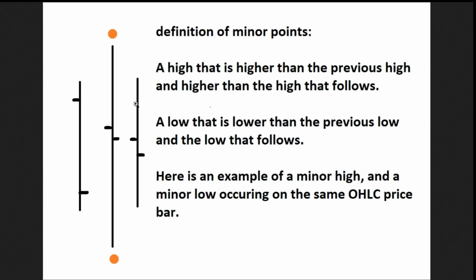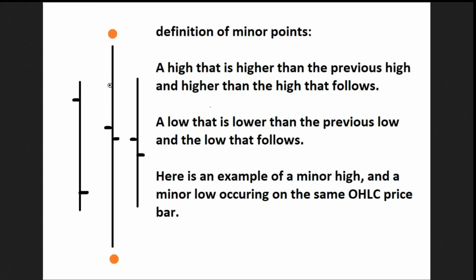And here's a definition I put up here. I'm also demonstrating this in writing on a forum, and it helps if people can just read a definition rather than having it explained. Basically it's what I said: a definition of minor swing points, a high that is higher than the previous high and higher than the high that follows, a low that is lower than the previous low and the low that follows. And this would be an example, just to save space, I did it on the same bar, showing what it would look like if it was graphically plotted on a chart.